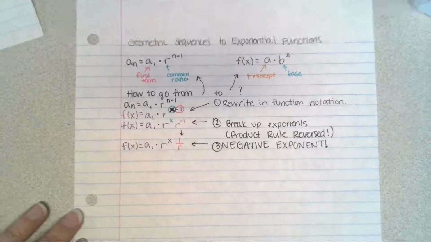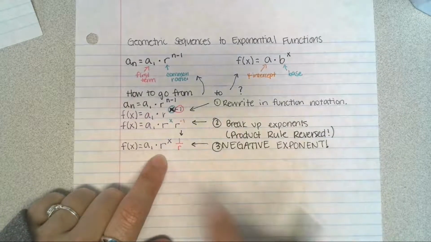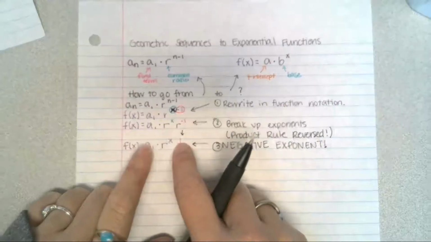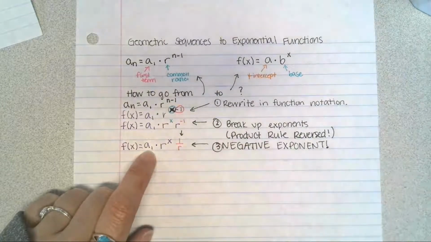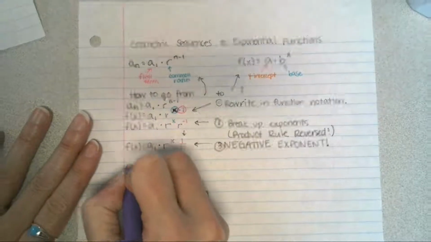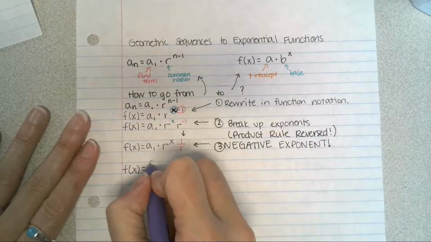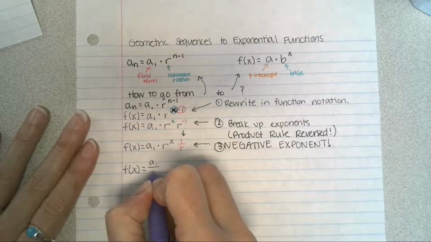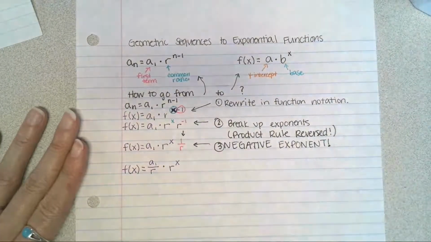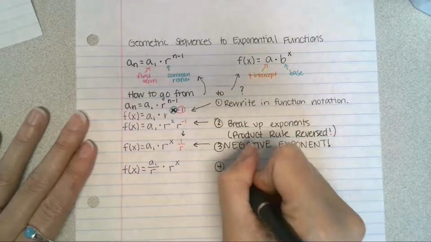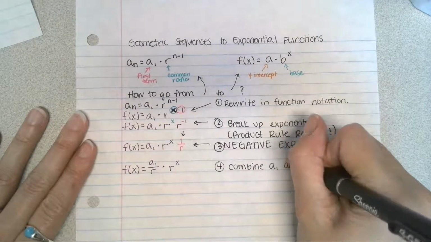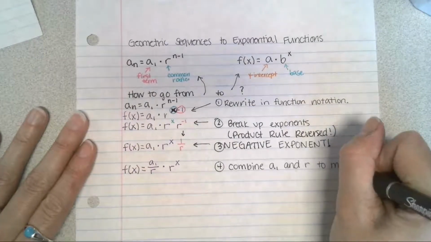All right. So we're almost there, but I need there to be one number in front of the base to the x. I have my base to the x, but now I've got these two, the a sub 1 and the r. They're both going to represent constants, so I can just go ahead and combine them. And it's going to look like this. A sub 1 times 1 over r is the same as saying a sub 1 over r times r to the x. And so for step 4, we are going to combine a sub 1 and r to make a fraction.